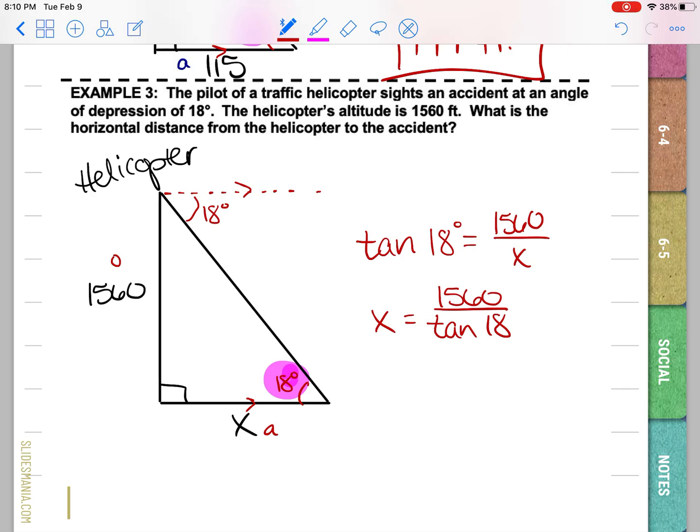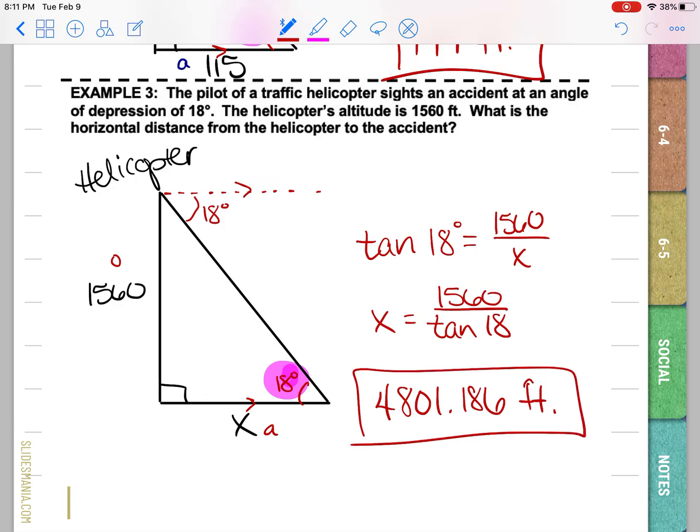And it's not specific on what they want us to round, so we'll go to our standard of rounding to the nearest thousandth, and so we would say 4,801.186 feet. I do want you to label because these are real world problems with your word problems, and so go ahead and label with either feet or inches, meters, whatever it's working with.